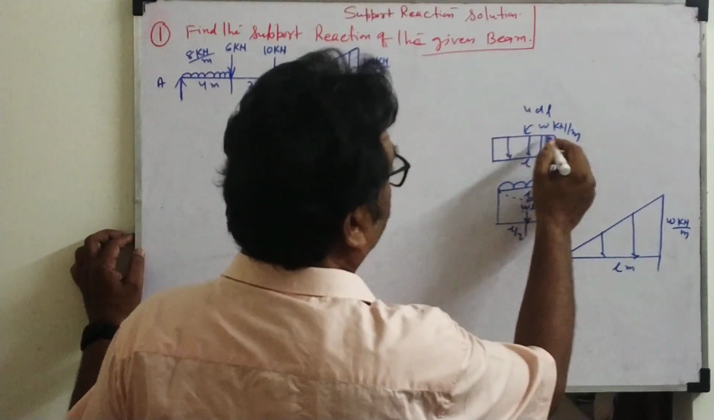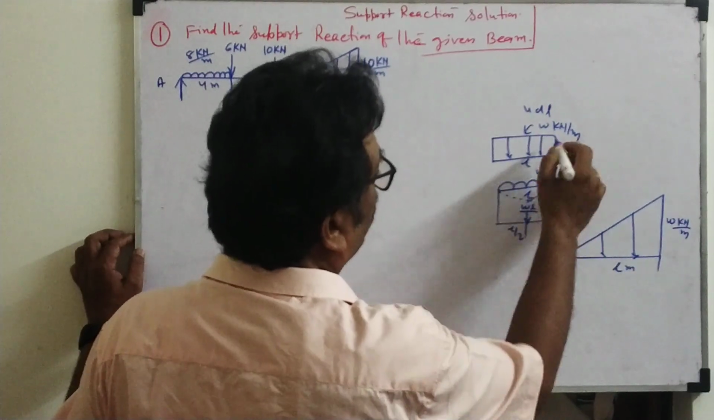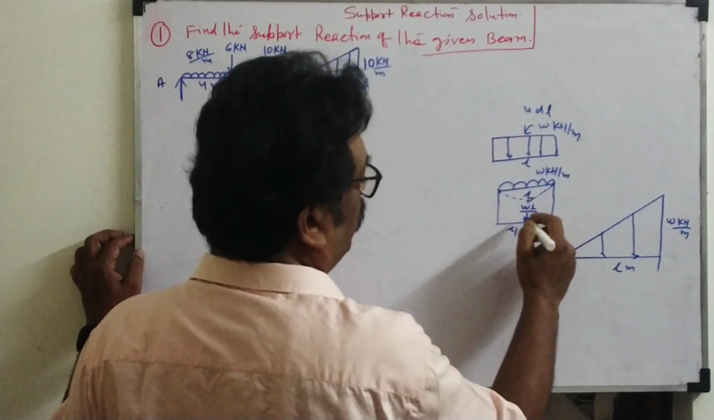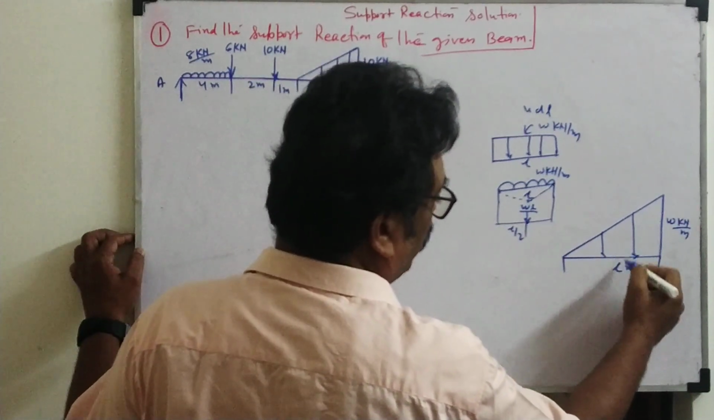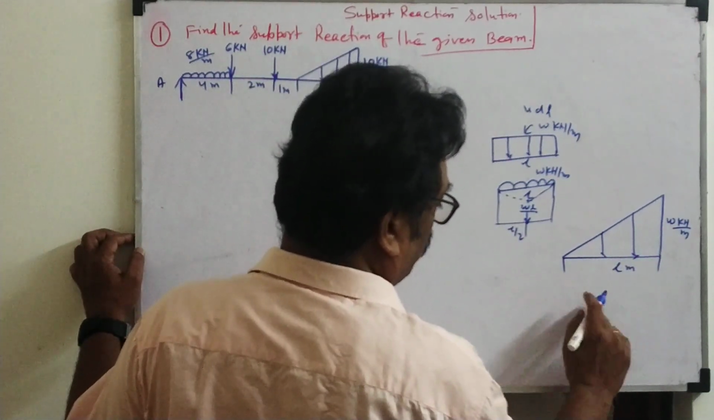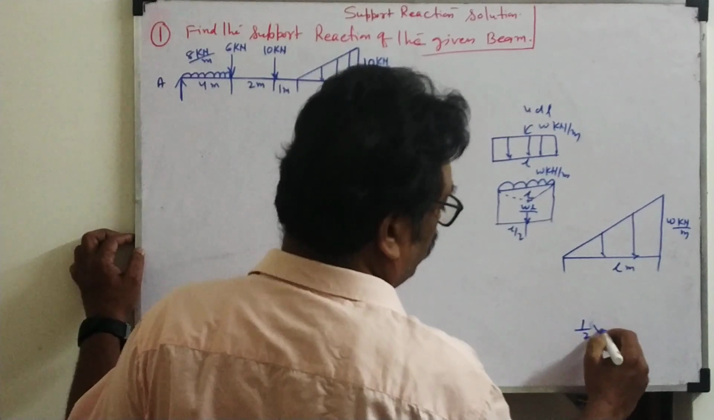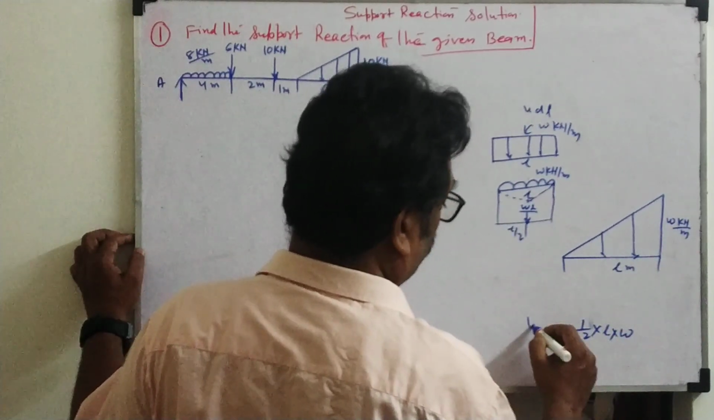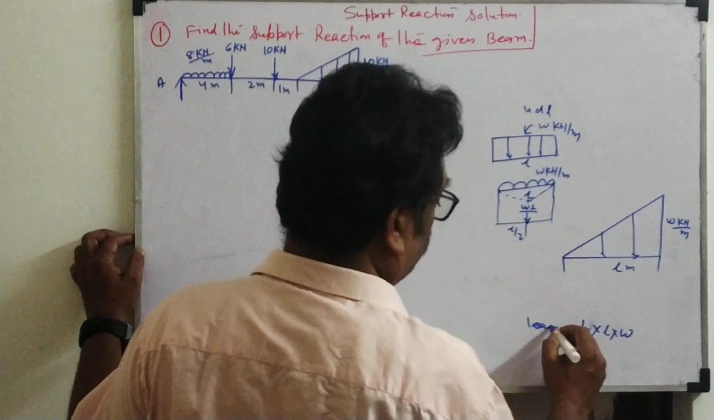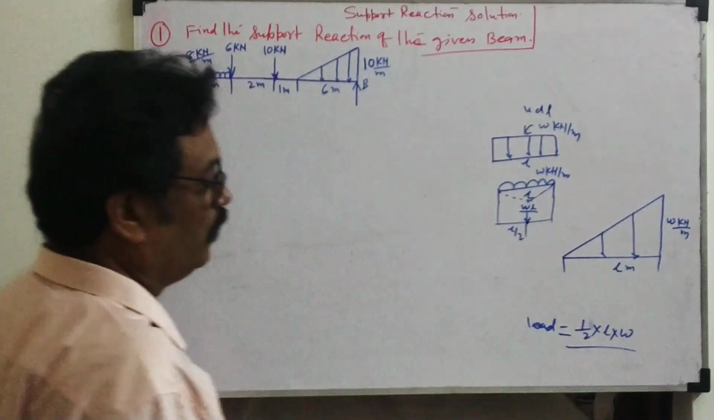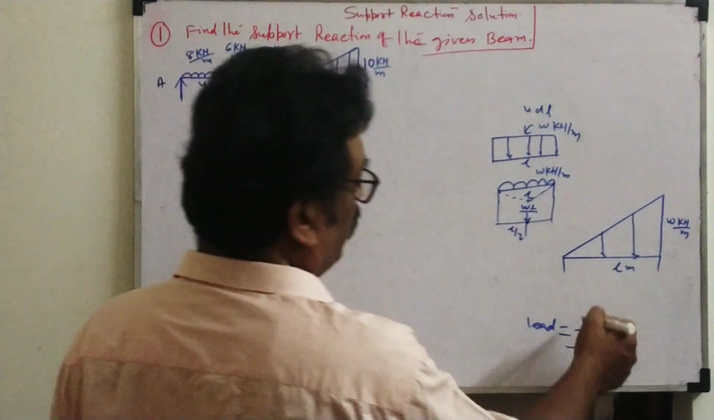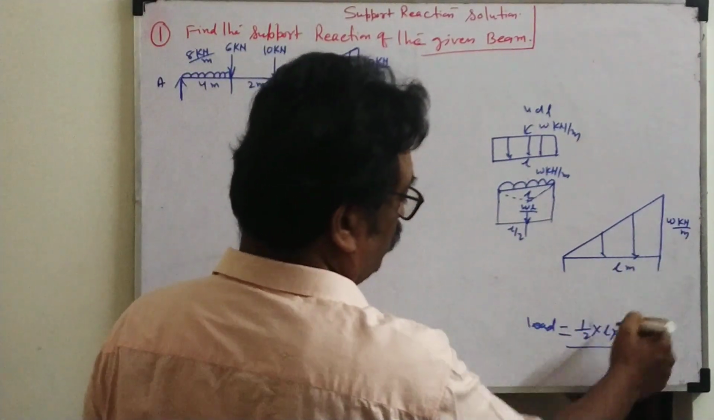See here, how did we write this load? W, the area of the rectangle, length into breadth, WL. Here also, how do we write the load? The area of the triangle, which is 1 by 2 into base into height. So L into W, this is called the load. You remember, the area of the triangle is 1 by 2 B into H. So 1 by 2 into L into this load.